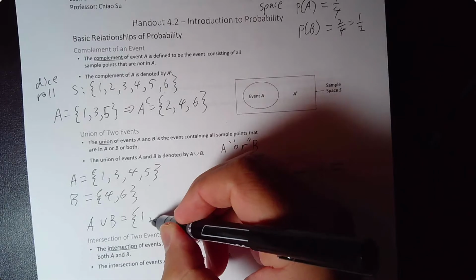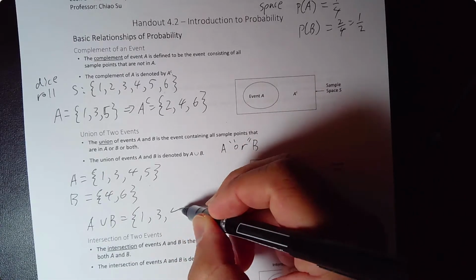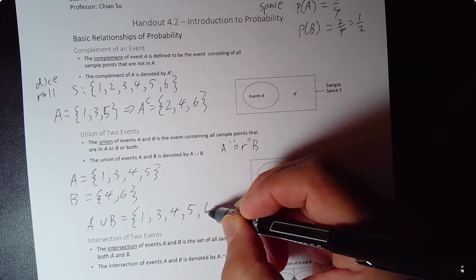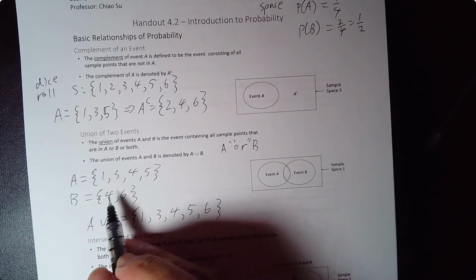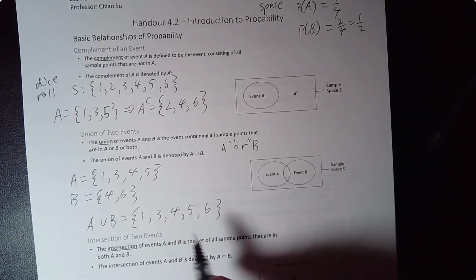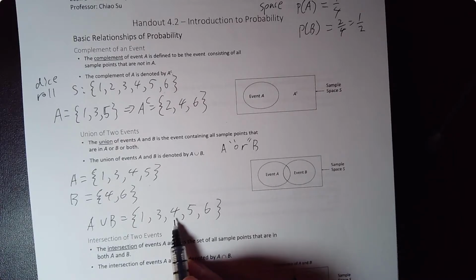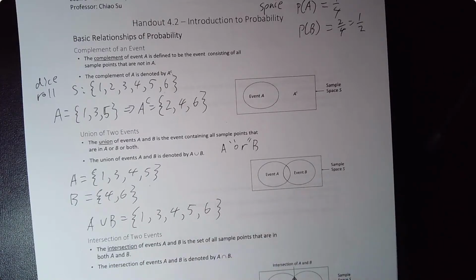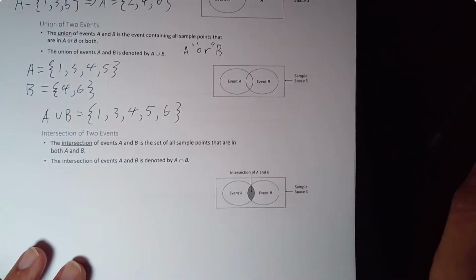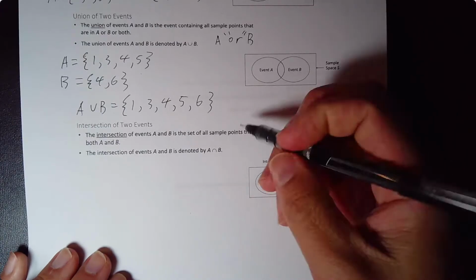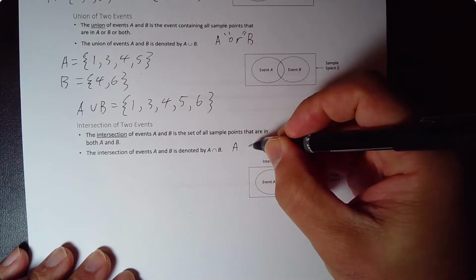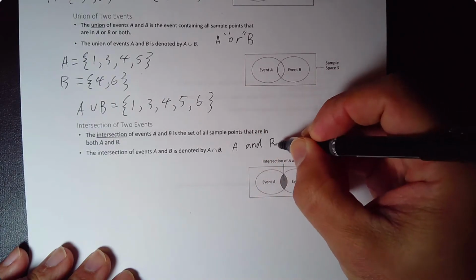So then I have 1, 3, 4, 5, and 6. 4 is in both, so I don't want to double count, because I'm just illustrating which sample points are there. So I do not write 4 twice. 4 is in there once. Now intersect. We write this as A and B.